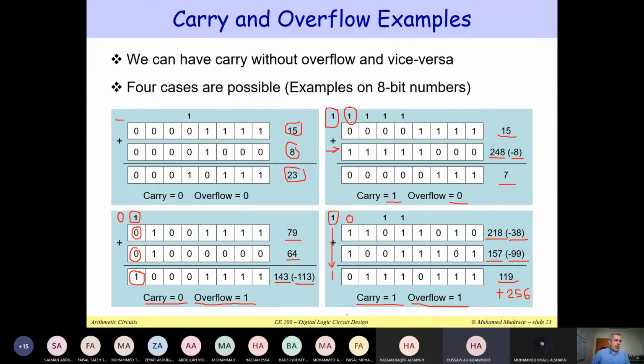We don't need overflow for unsigned. We just need the carry for unsigned. Yes, okay. Thank you.